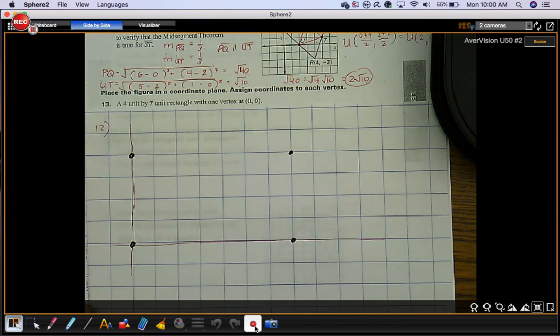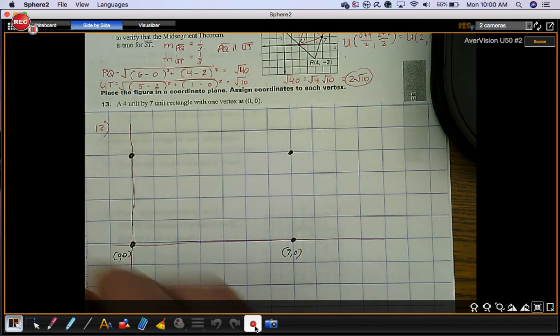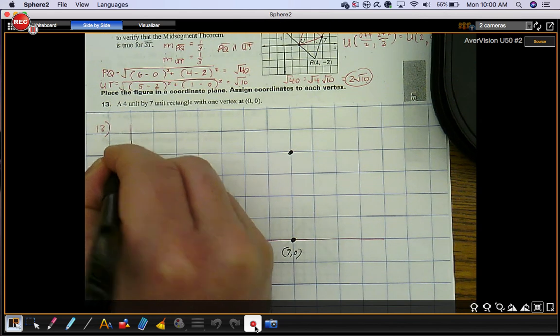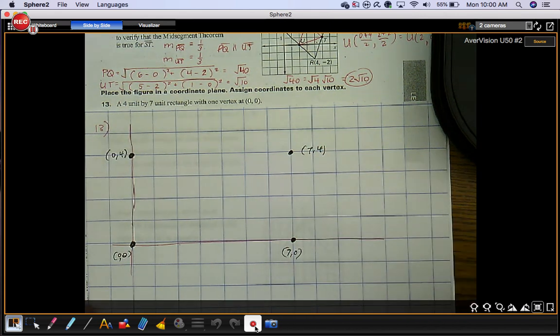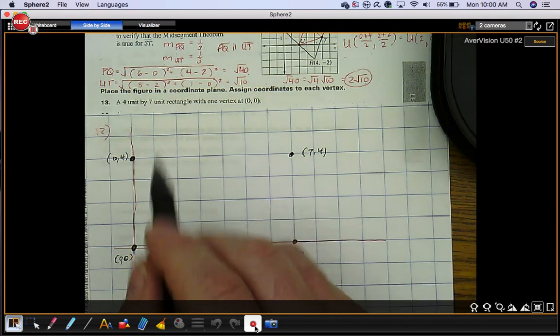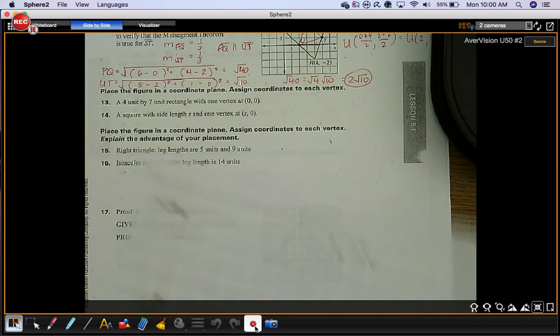Assign coordinates for each vertex. Well, this is the origin. That ordered pair would then be 7, 0. This would be 0, 4. That guy would be 7, 4. And you can clearly connect those if you like. That's not the difficult part.